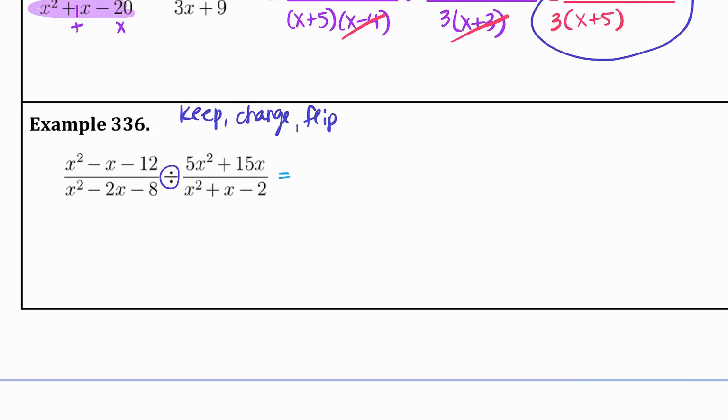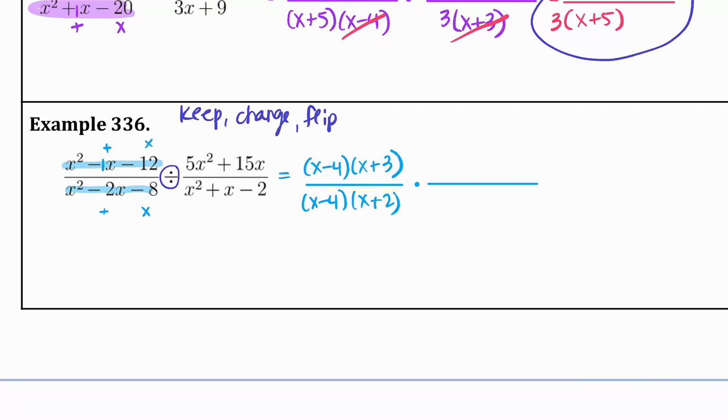So for the first one, if I factor this, I need two numbers that multiply to give me negative 12, add to give me negative 1. x minus 4, x plus 3 works. On bottom, this one, multiply to give me negative 8, add to give me negative 2. I should get x minus 4 and x plus 2. Okay, I'm going to change it to multiplication, and I'm going to flip this second fraction as I factor it. So on top is really going to be this thing. If I factor that, two numbers that multiply to give me negative 2, add to give me 1. I'm going to have x plus 2, x minus 1.